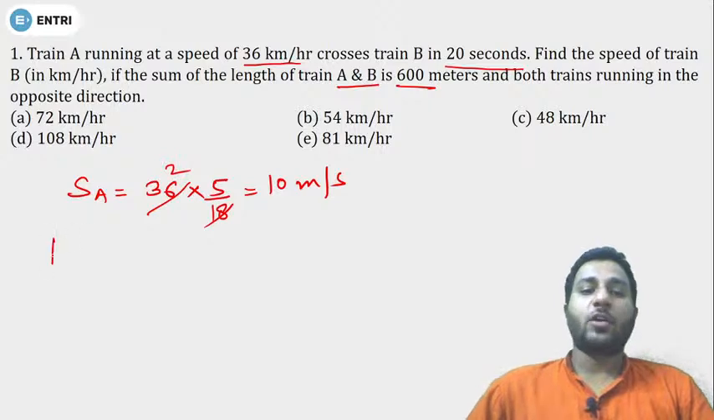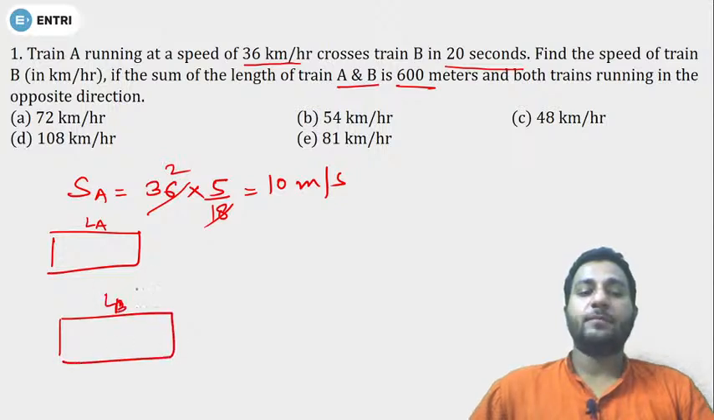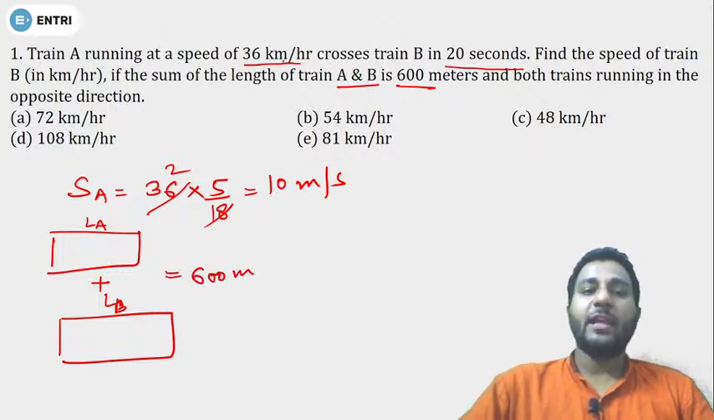Okay, so it crosses. So train A has a certain length LA and train B has a certain length LB. Okay, both the lengths make it 600 meter. So train A is running at a speed of 36 km per hour.